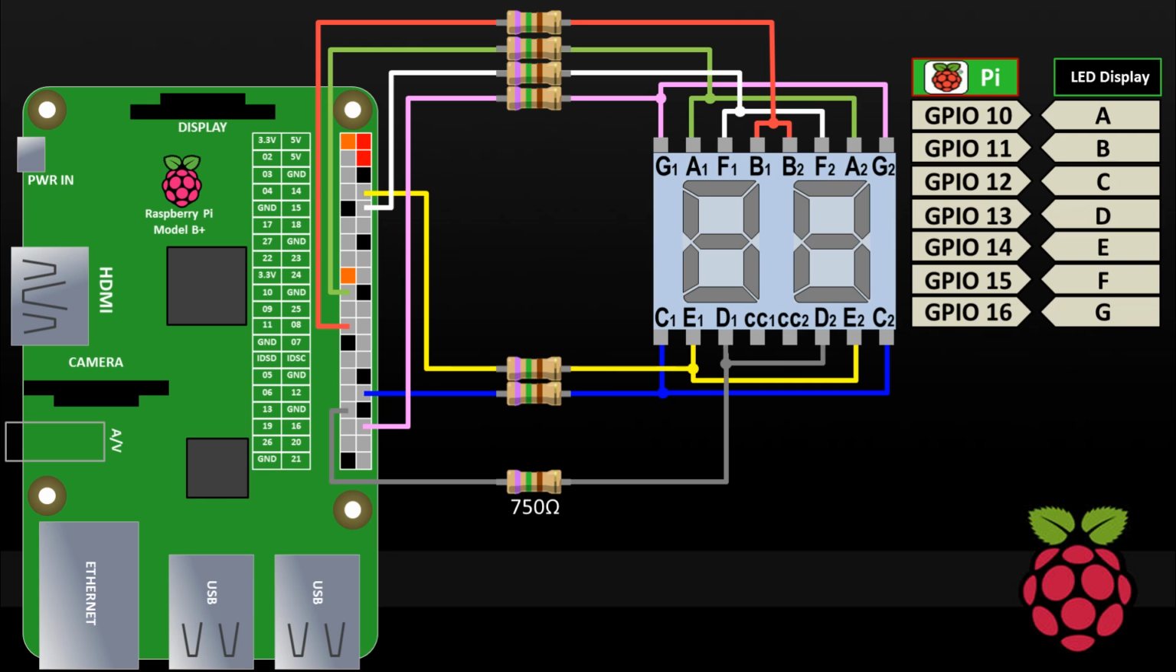A resistor is placed in series with each LED segment to throttle current. I'll start with 750 ohms, which should put me safely within the 50 milliamp limit. Later, I can adjust the resistance down to optimize the brightness.